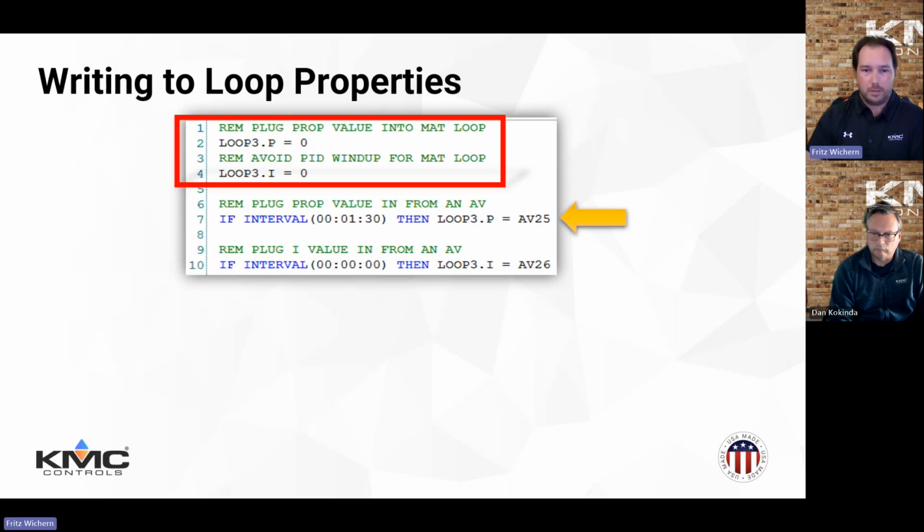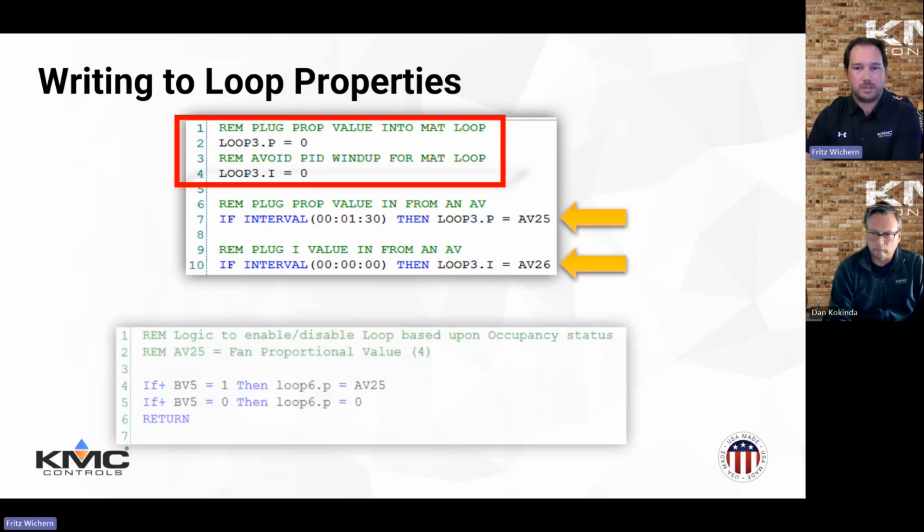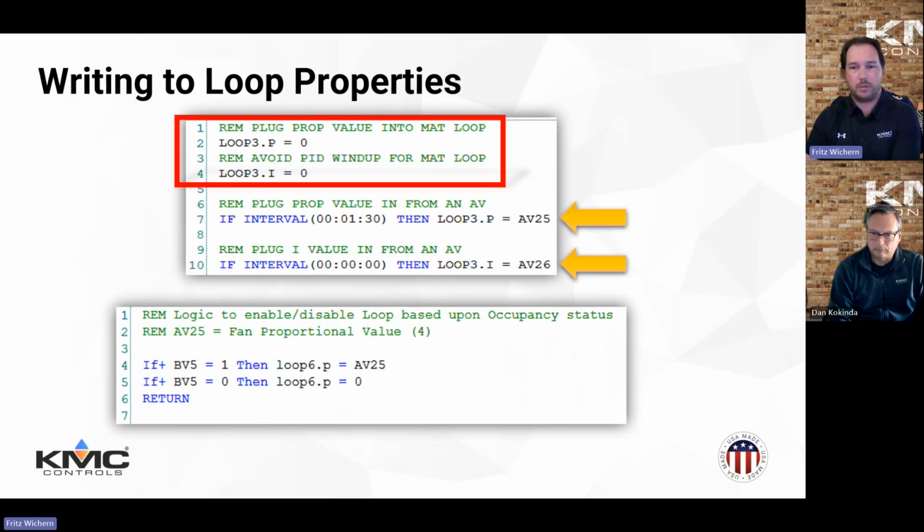And then here we've got another example, a method to enable and disable your PID loops by writing to the proportional value if the unit is occupied. So in this case, we're just looking at occupancy status. And we've got a couple different examples that I've got pulled up in Connect of different ways to do this, but it's essentially just saying, if BV5 is true, then my proportional value is equal to whatever I have set up on my analog value. If not, then it's 0. So then my PID loop, loop output is going to drop to 0.